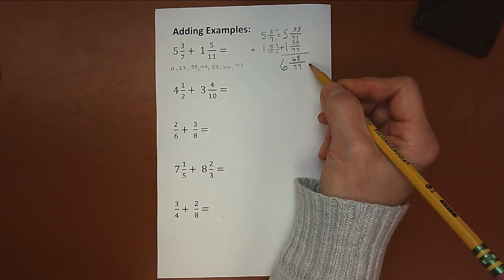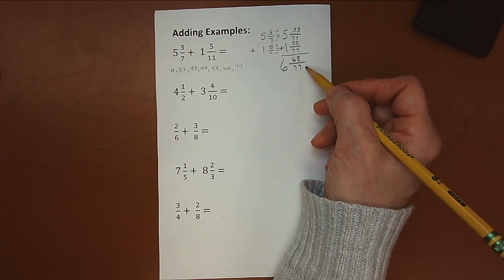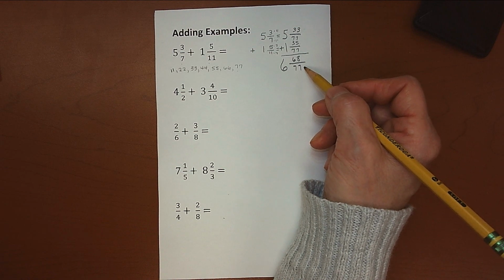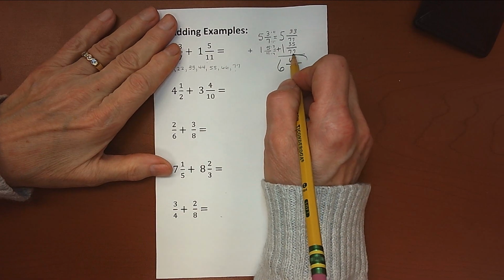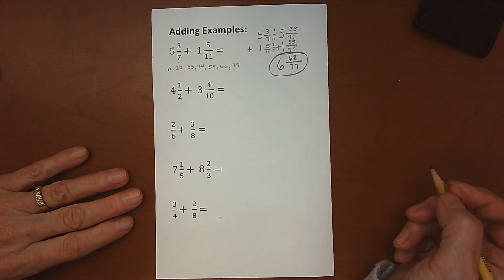We check to see if we can do any reducing, and I can't do any reducing. There are no common factors for 68 and 77, and so I'm done. 6 and 68/77 is my answer for my first problem. That was a lot of work.